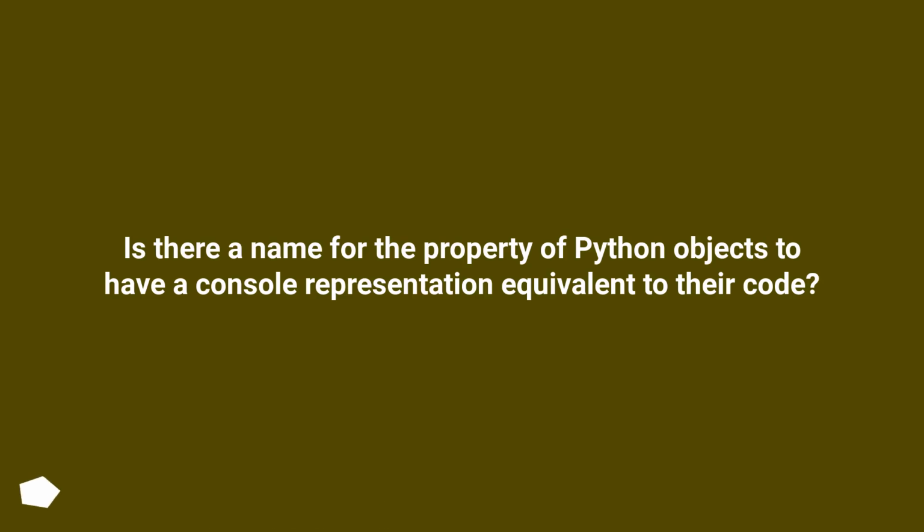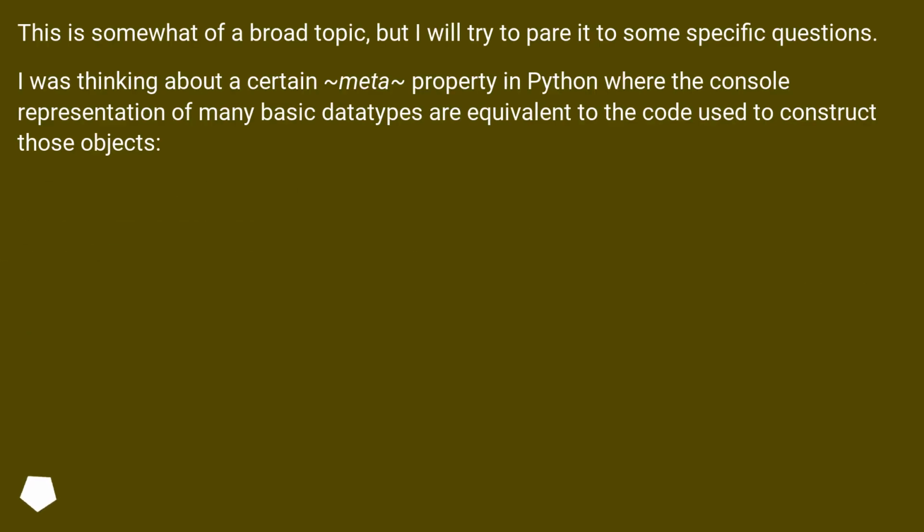Is there a name for the property of Python objects to have a console representation equivalent to their code? This is somewhat of a broad topic, but I will try to pair it to some specific questions. I was thinking about a certain meta property in Python where the console representation of many basic data types are equivalent to the code used to construct those objects.